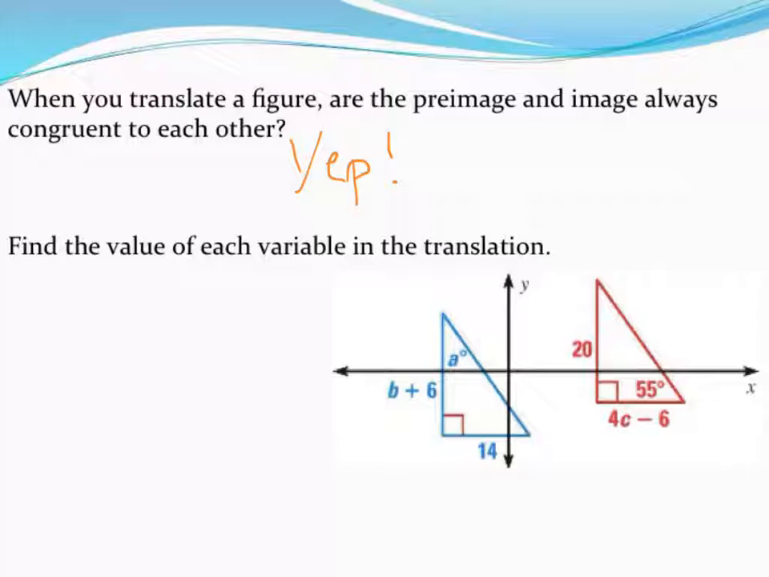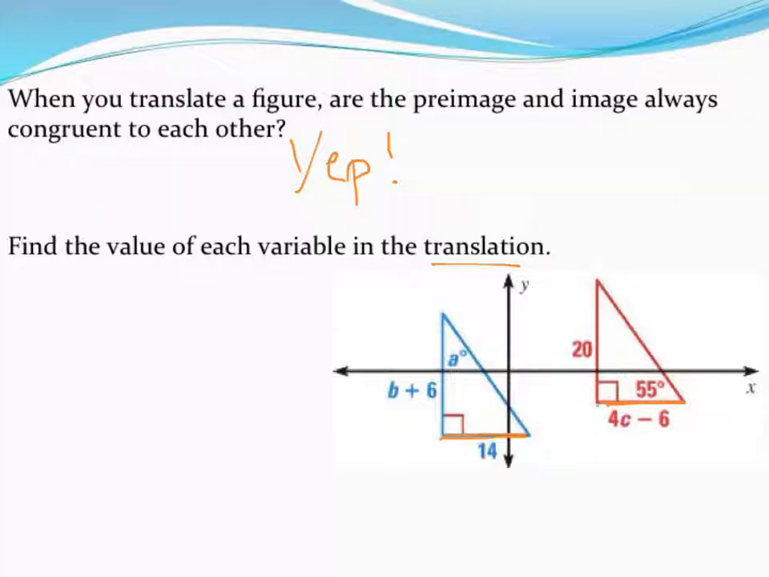So we are told in this diagram that we have a translation. One figure is simply translated to form the other one. Now I have no idea which one's the image, which one's the pre-image. It doesn't really matter though. Pieces that are in the same location are going to be congruent to each other. They're going to match up. So let's use that fact to find our three variables, and let's go in reverse alphabetical order. So let's find variable C first.